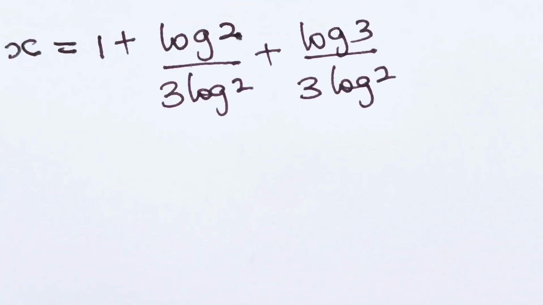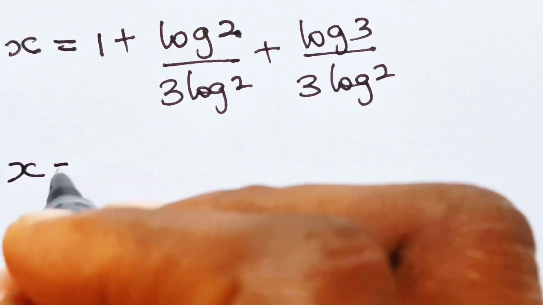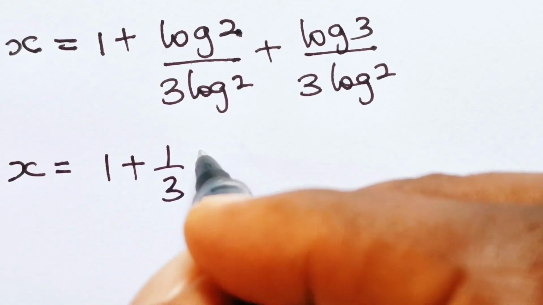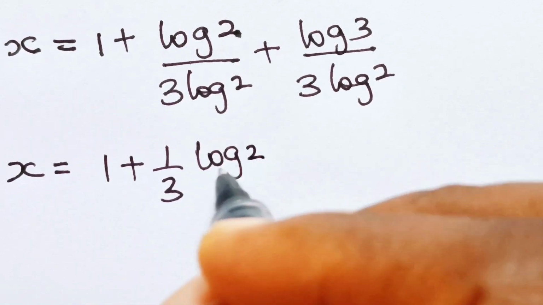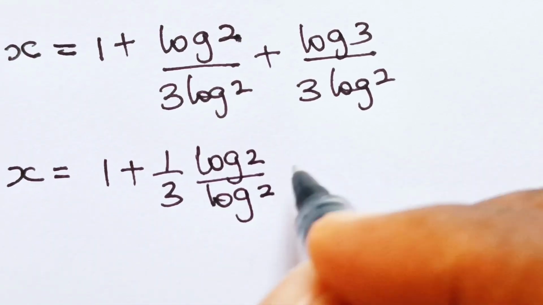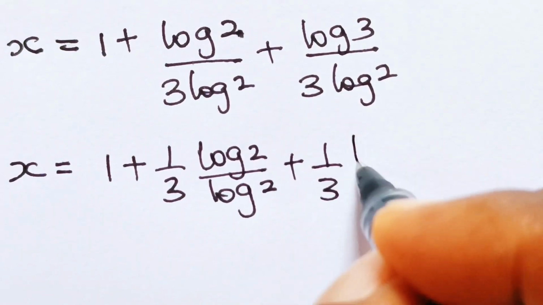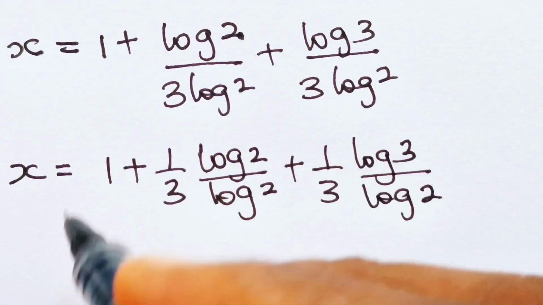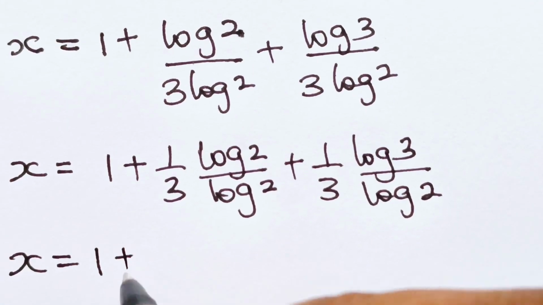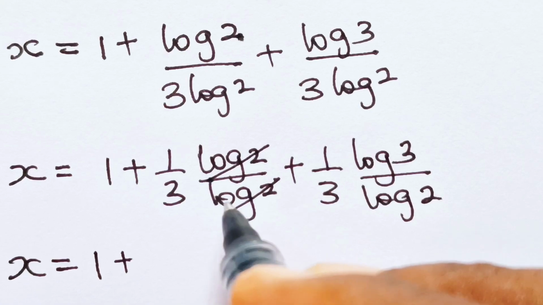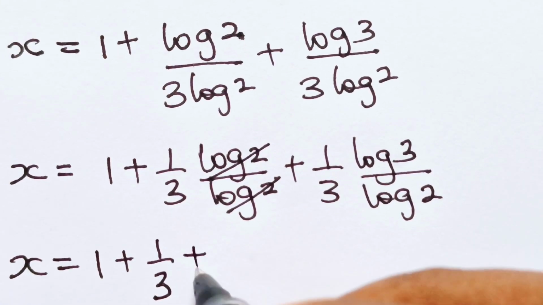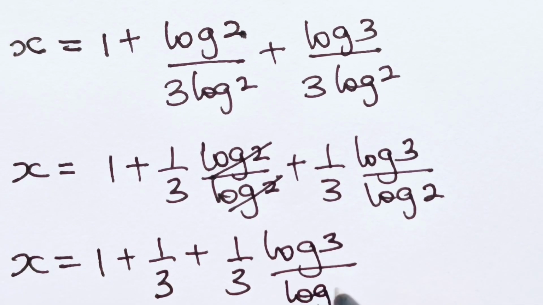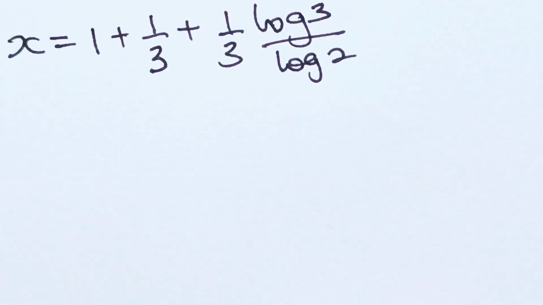So we have that x is equal to 1 plus 1 over 3 multiplied by log 2 divided by log 2, plus 1 over 3 multiplied by log 3 divided by log 2. We divide this and we have 1. So we have 1 over 3 remaining plus 1 over 3 multiplied by log 3 divided by log 2.